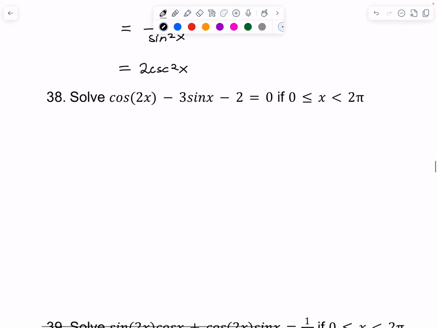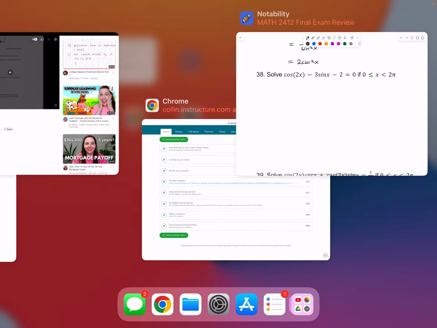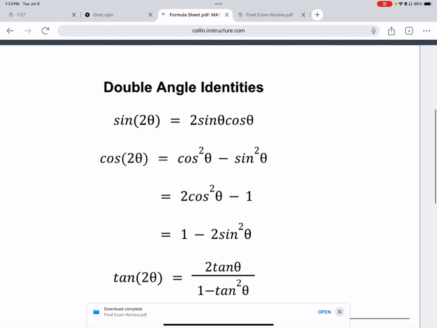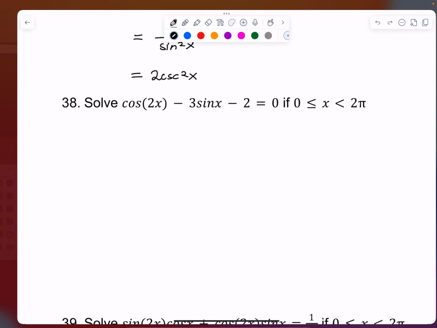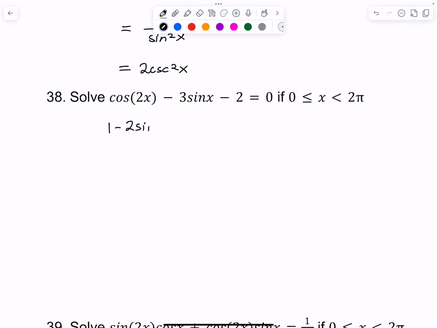Okay, number 38, this definitely will require a formula because we have cosine of 2x minus 3 sine x minus 2 equals 0. And I notice that cosine of 2x is a different angle. We've got 2x here, we've got x here, and we need to make that swap. So I'm going to look at my formula sheet and figure out what cosine of 2x is equal to. And here it is. It's equal to 3 different things. I'm going to pick the last one because I need just sine, because in the rest of my equation, I only have sine. So instead of cosine 2x, I'm going to put 1 minus 2 sine squared x. So 1 minus 2 sine squared x goes in place of cosine 2x.